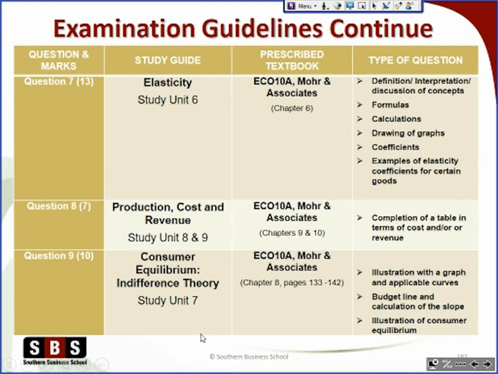Question 7 is 13 marks and it's about elasticity: definition, formulas, calculations, drawing of graphs. Remember the different types of elasticities, 1 or 2 or 3 of those, and so on. Question 8 is production, cost and revenue, and it's also a completion of a table. The concepts are the same, but you'll be given a table and it will count 7 marks. And then question 9 is consumer equilibrium, that indifference theory, counts 10 marks. You'll be given a budget, and you must draw a budget line, and you must draw the indifference curve on it and show where consumer equilibrium is, and so on. So just go revisit that section.